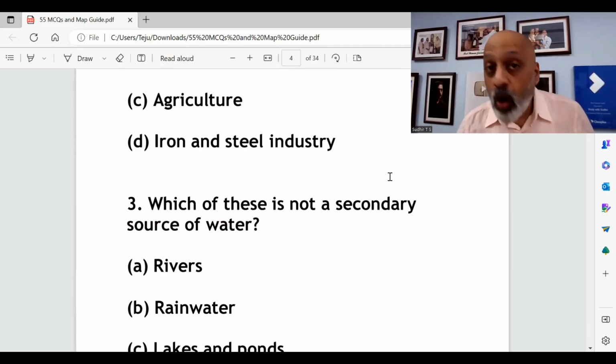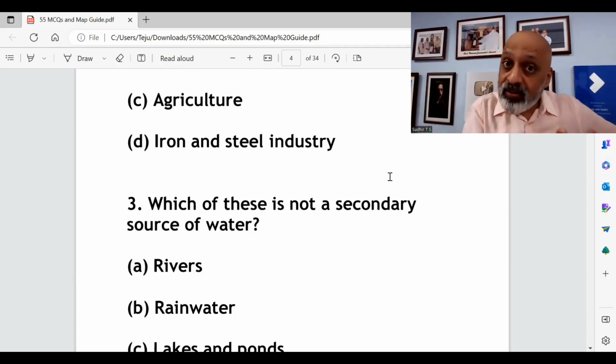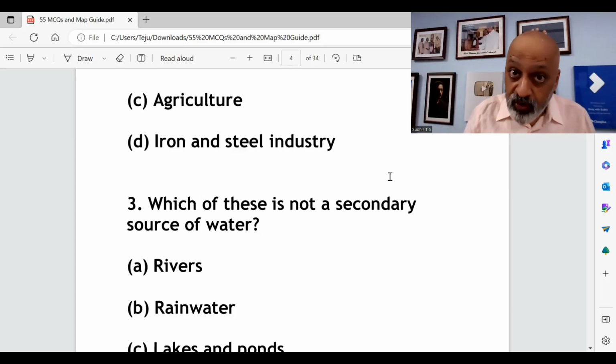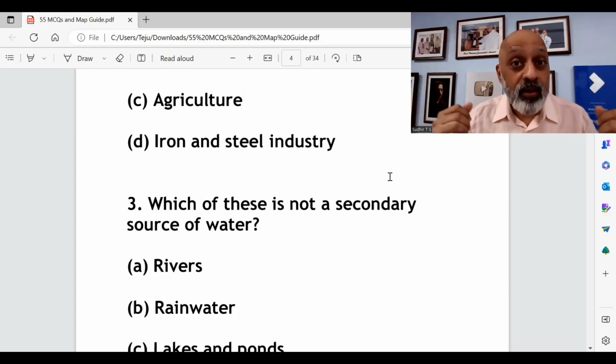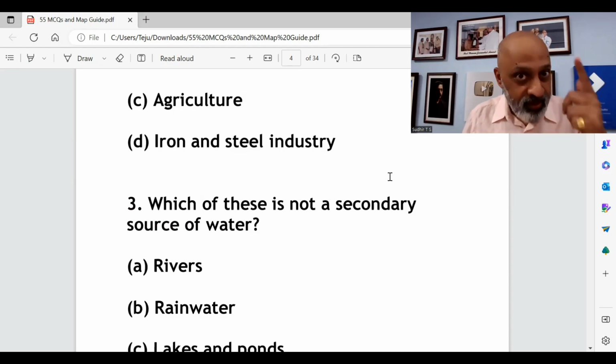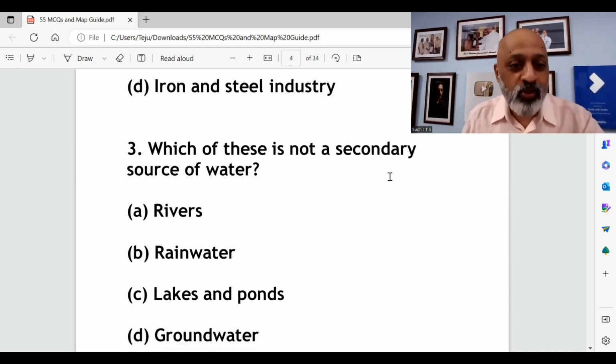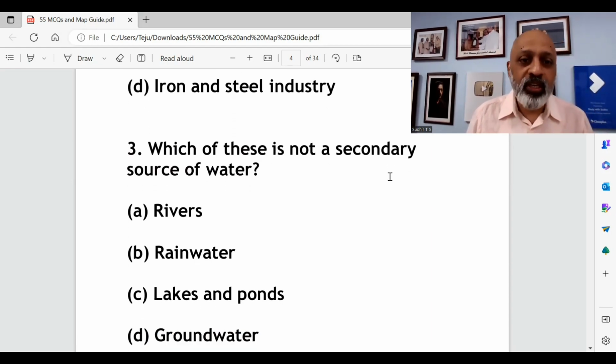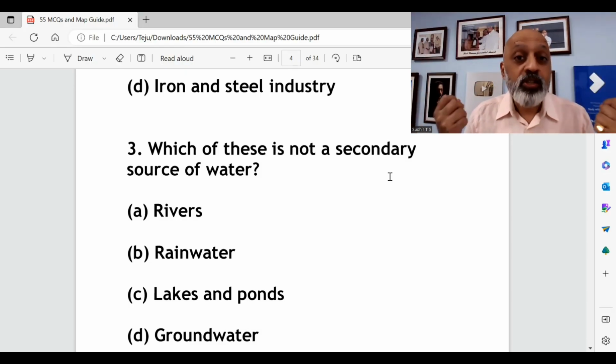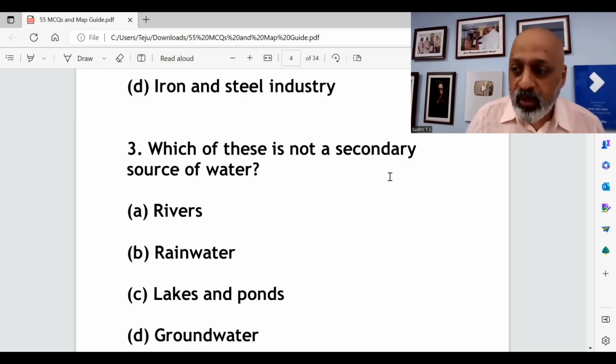Which of these is not a secondary source of water? Primary source of water, secondary source of water. Water resources chapter mein aapne padha hoga. Is it rivers? No, that's a secondary source. Pani barsega तभी तो नदी में पानी आएगा. Rain water, जी हाँ, it's a primary source of water. Lakes and ponds, same logic as rivers. Ground water, recharge तभी होगा जब पानी बरसेगा, right? So rain water is not a secondary source of water. It's a primary source of water.